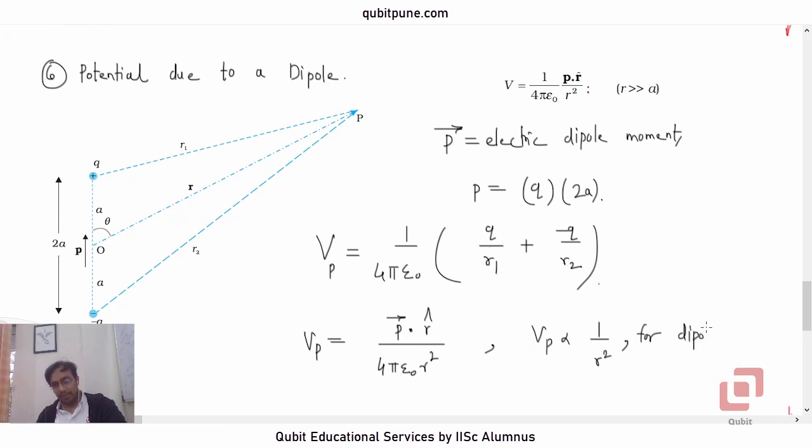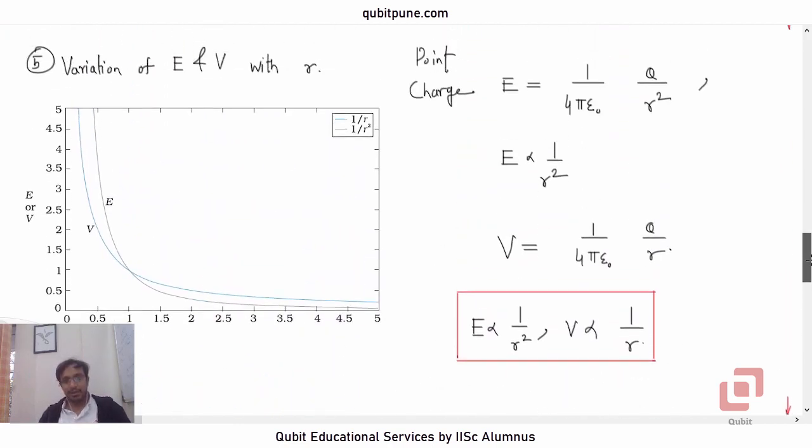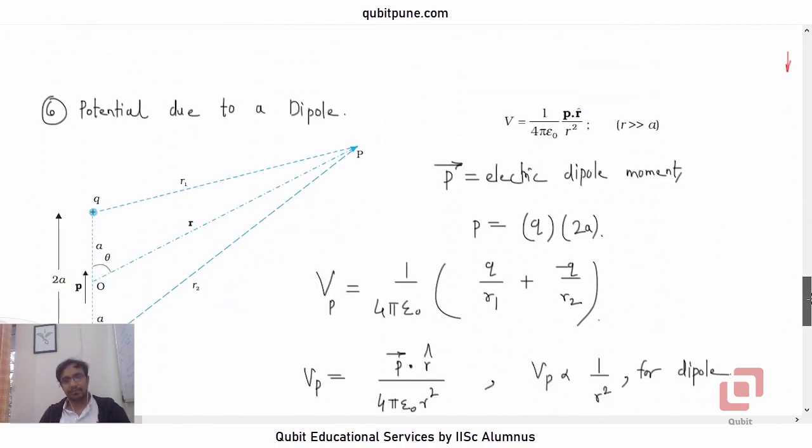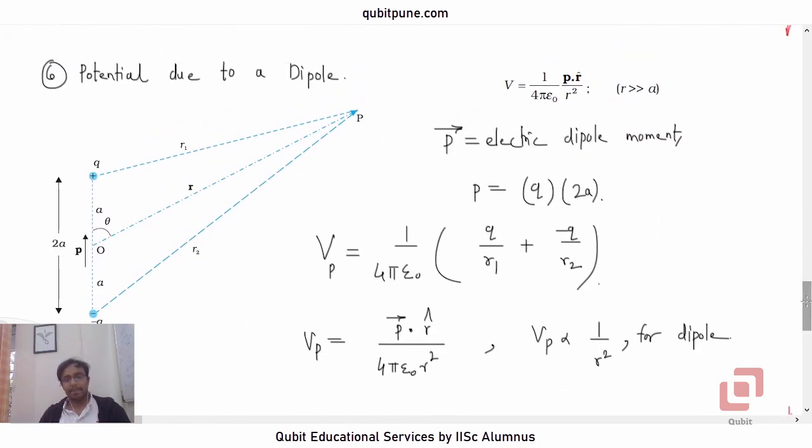So this can also be a multiple choice question. How does potential change or vary with r in case of a dipole? For a dipole it varies inversely with the square of the distance, whereas for a single point charge it varies inversely with the first power of r. Is that clear? Yes.